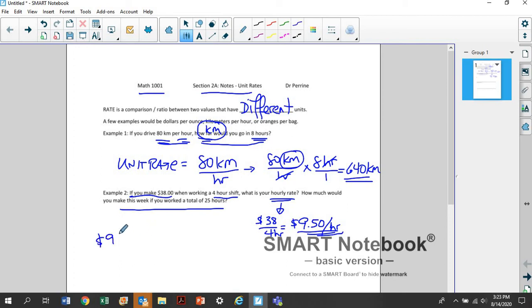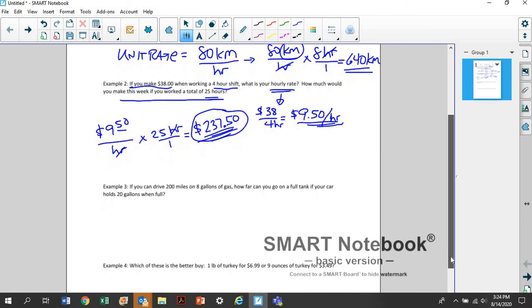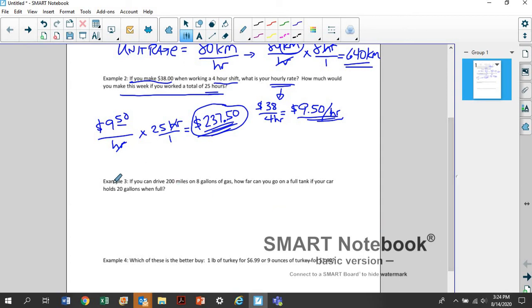Well, once again, you take the hourly rate per hour and multiply by 25 hours. Of course, that's over 1. The hour divides away, and you're left with dollars only, $237.50. The hours are gone because the hours divided away. In 1 week of 25 hours of work, you'd make $237.50. Okay? So that's the process. I want you guys to pause the video and try example number 3.